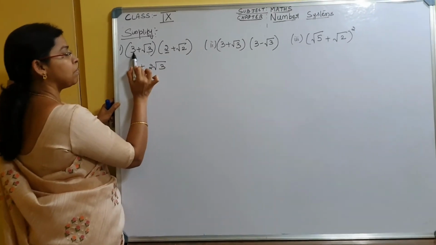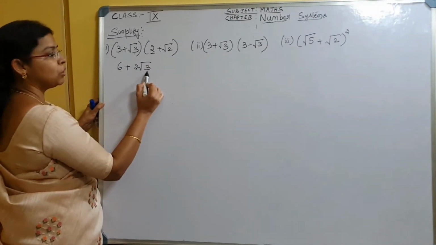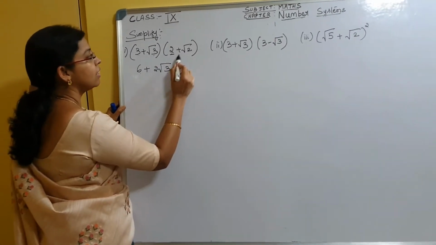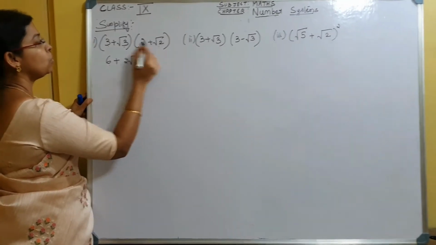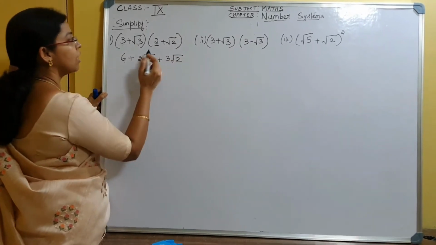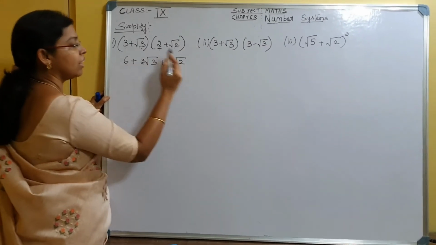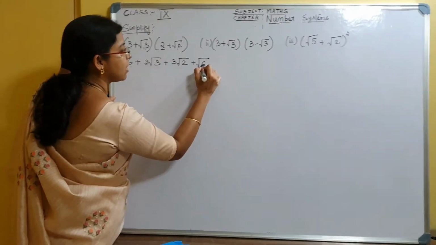Take 2, multiply with 3, that is 6. 2 into root 3 will be 2 root 3, and then take root 2 and 3. The sign is plus. Root 2 into 3 will be 3 root 2. Root 2 into root 3 will be 3 into 2, 6.